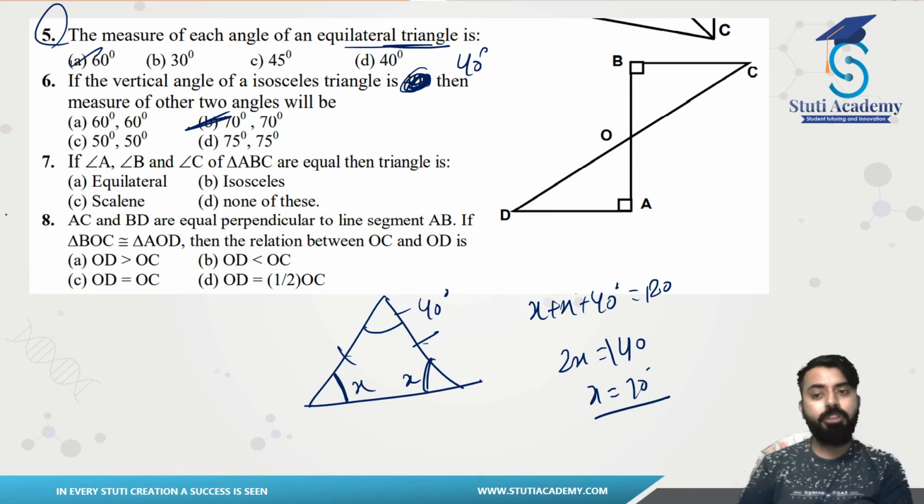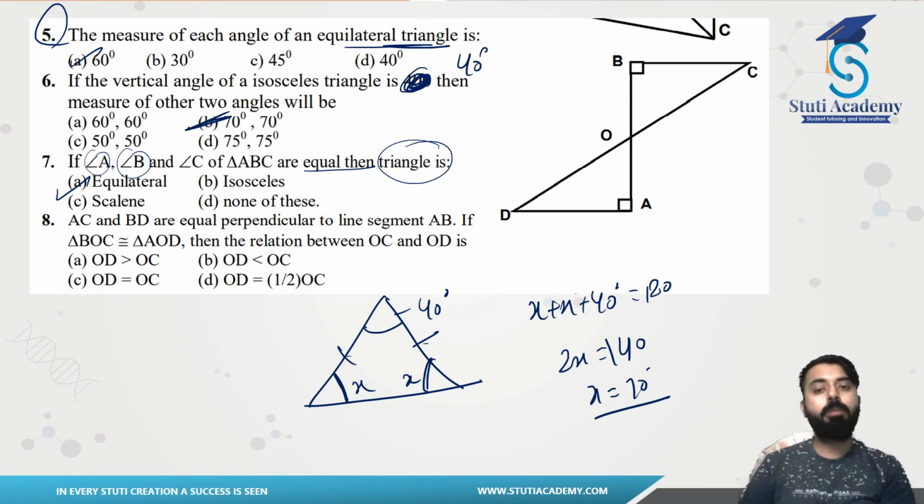Now in seventh question we have what? If angle A, angle B and angle C of a triangle are equal, then the triangle is. Now in a triangle in which all three angles are equal, that is obviously an equilateral triangle. Right? In that case only all three angles are equal. Then we have this one.